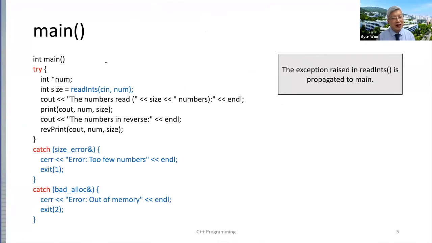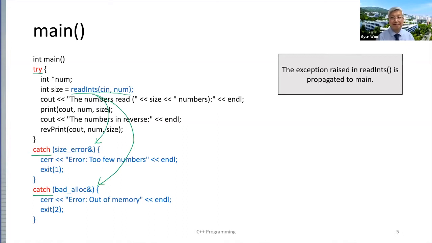And that try-catch exists inside of your main, and in your main readInst is abolishing its activation record, but the exception may be transferred as size error or bad alloc. So the exception raised in readInst is propagated to main. So that is called exception propagation.